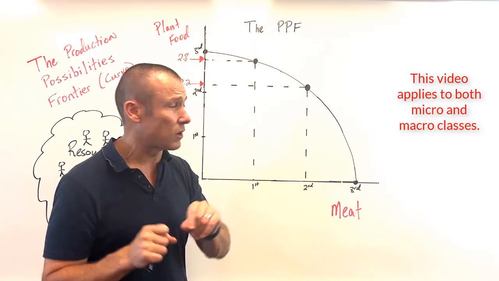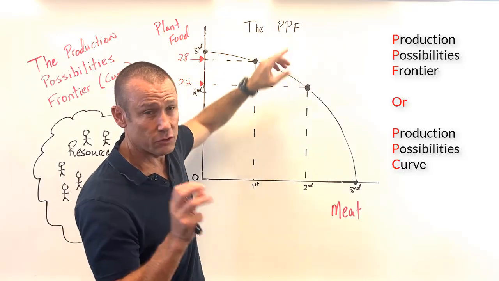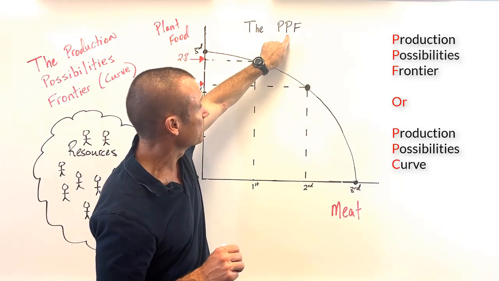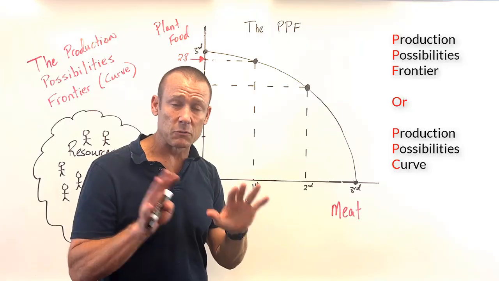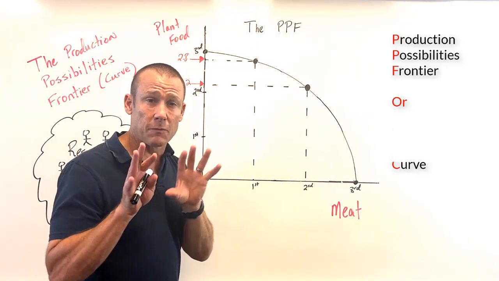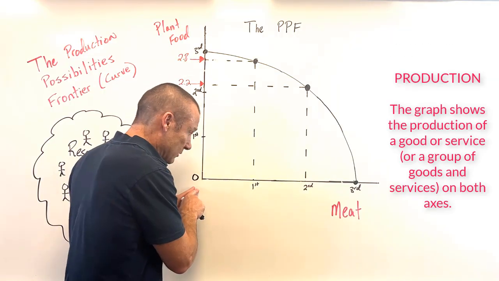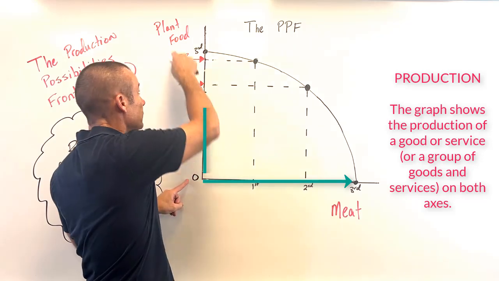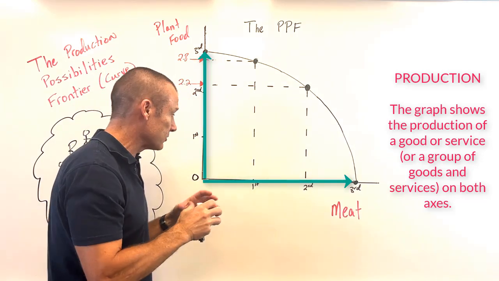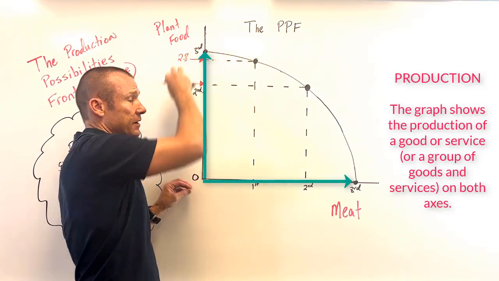First of all, I like to start off with the name, Production Possibilities Frontier. Again, in your class, you might call it Production Possibilities Curve. It goes by both names, PPC, PPF. Now, production: I want you to understand that we're showing production of goods and services on both axes. So it's important students know we've got production of goods and services there and there.